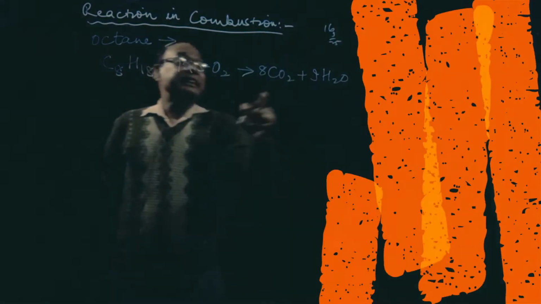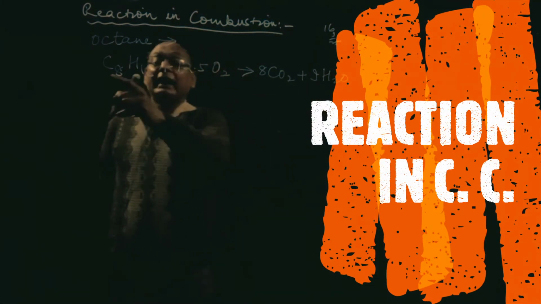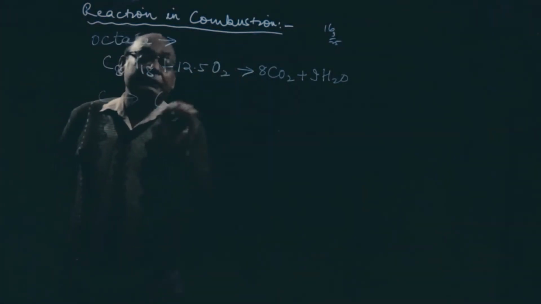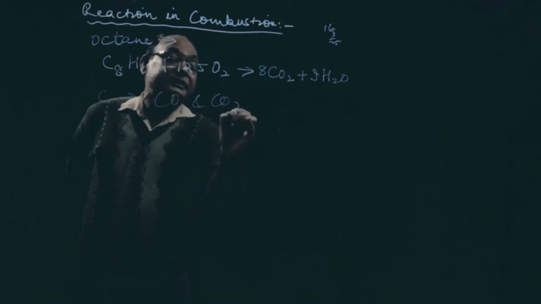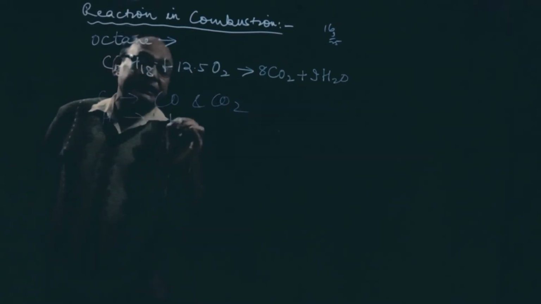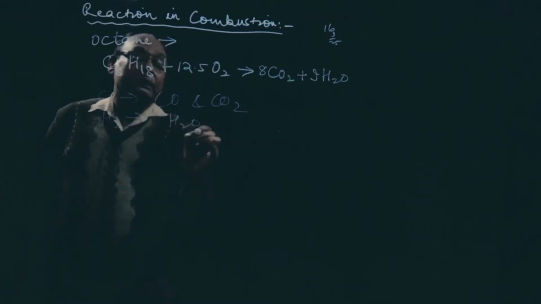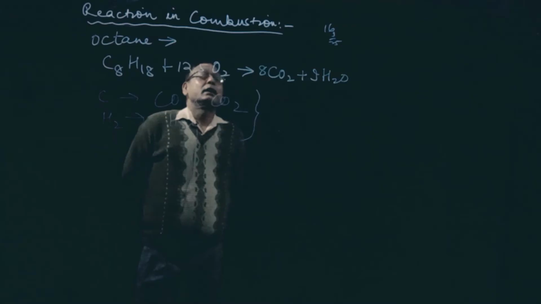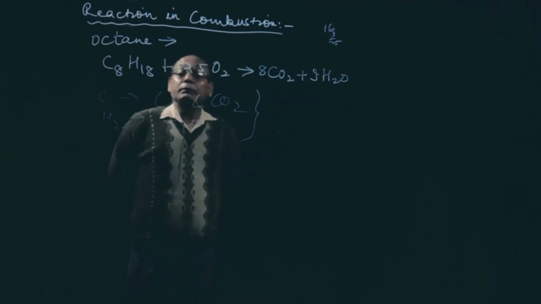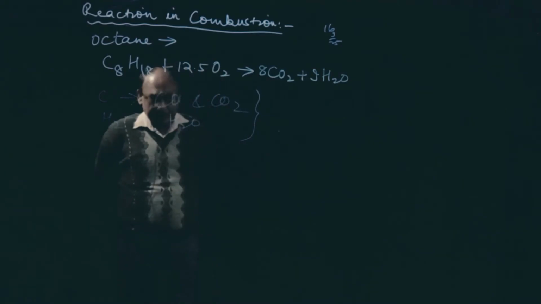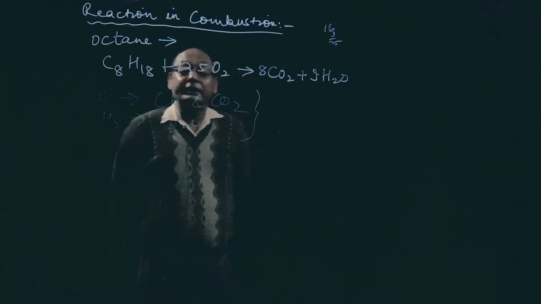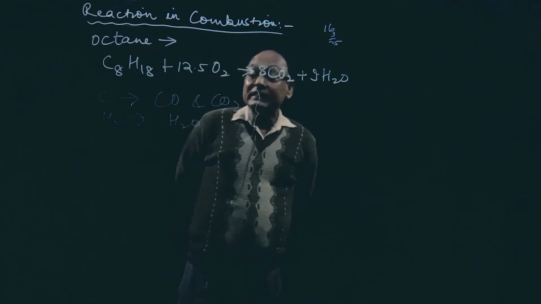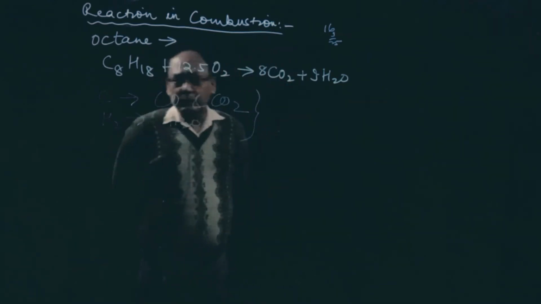Now hydrogen is 18, and carbon is converted into either carbon monoxide or carbon dioxide, and hydrogen is converted into water. So these are the combustion reactions inside the combustion chamber. Carbon is converted into carbon dioxide or carbon monoxide. Hydrogen is converted into water. So this is the reaction that takes place inside the combustion chamber.